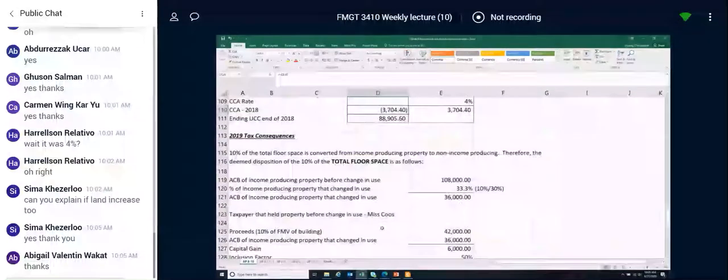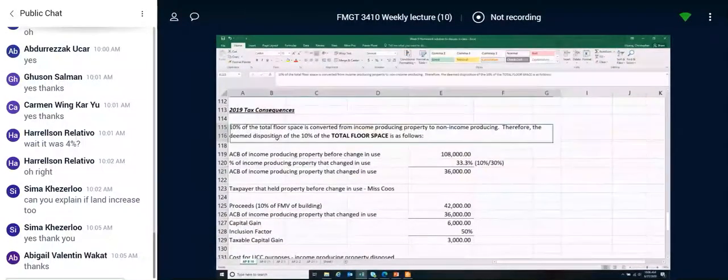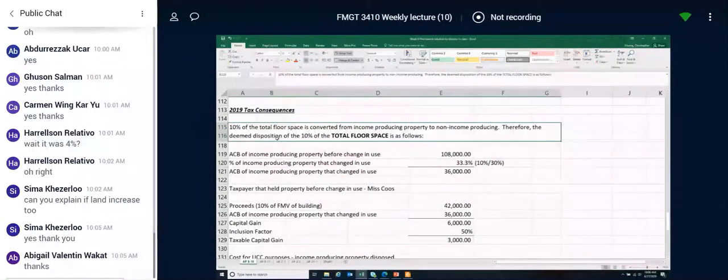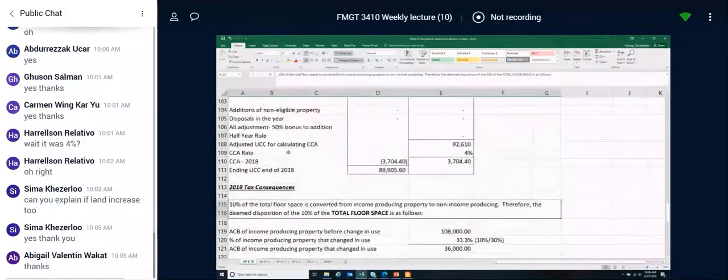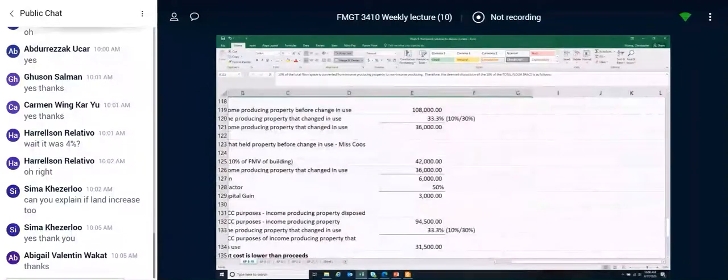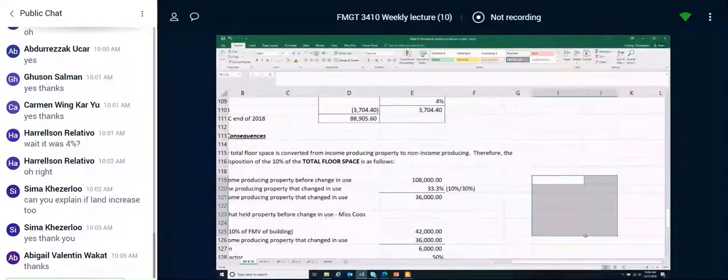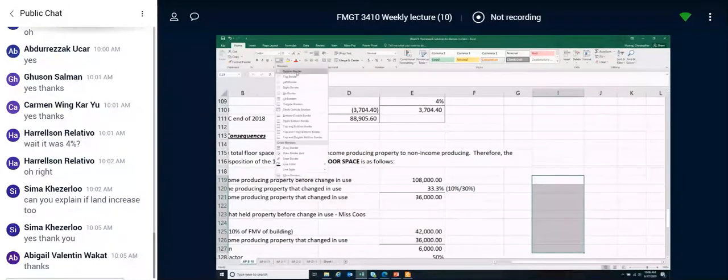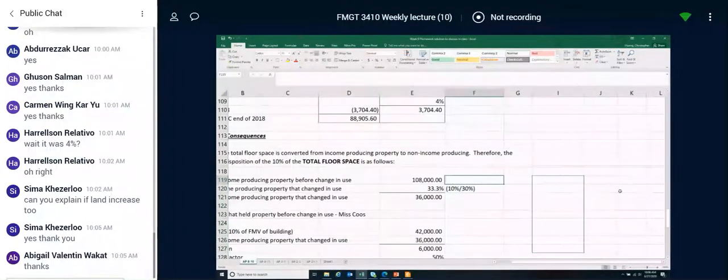2019 tax consequences. 10% of your floor space is now changing in use again, and it's going from income to non-income producing. So you have to remember, at this point in time, you have a building. I'm just going to diagram it here. Let's just pretend this block is your building. 1, 2, 3, 4, 5, 6, 7. So 3, 6, 9. So pretend this is my building.